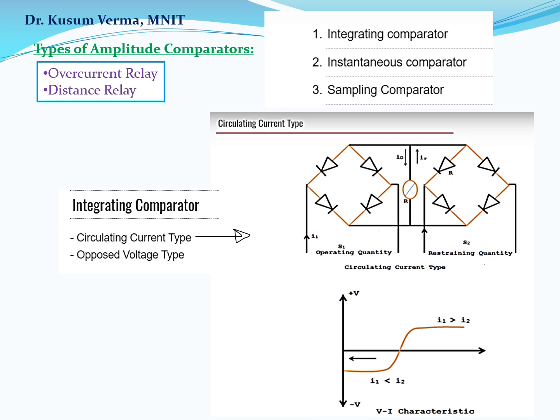The amplitude comparison can be done in a number of different ways, and therefore three types of amplitude comparators will be discussed now. The first type of amplitude comparator is the integrating comparator, then the instantaneous comparator, and the sampling comparator.